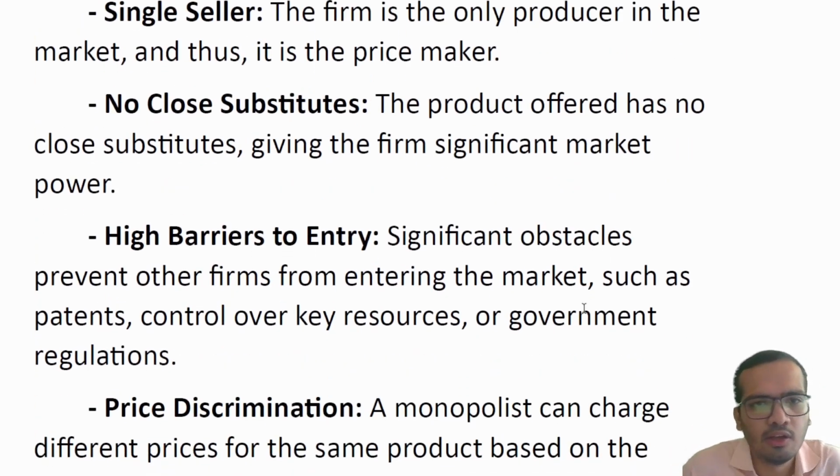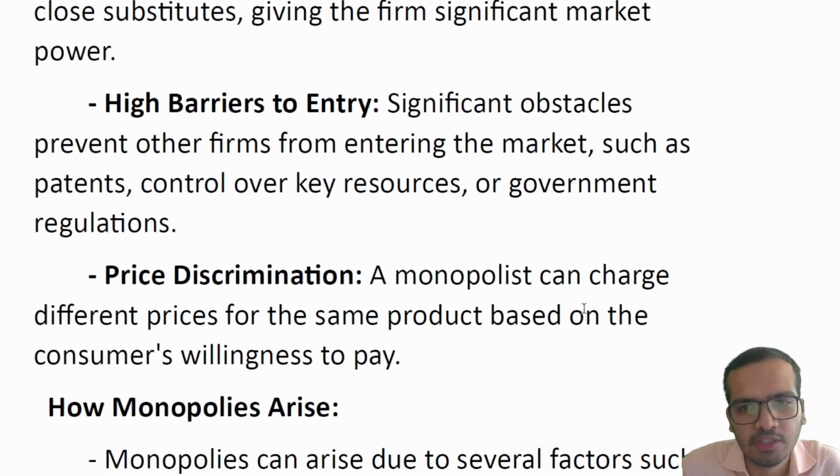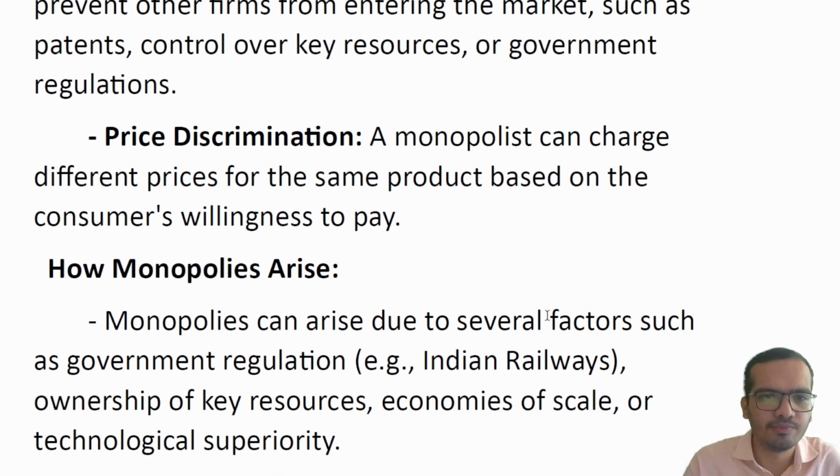Third, high barriers to entry. Significant obstacles prevent other firms from entering the market, such as patents, control over resources, or government regulation. So there are high entry barriers, so no one can easily enter the market. Fourth one, price discrimination. That is, a monopolist can charge different prices for the same product based on the consumer's willingness to pay. So they can charge different prices for different scenarios or different consumers, and since they are the price maker, that will be more beneficial for them.